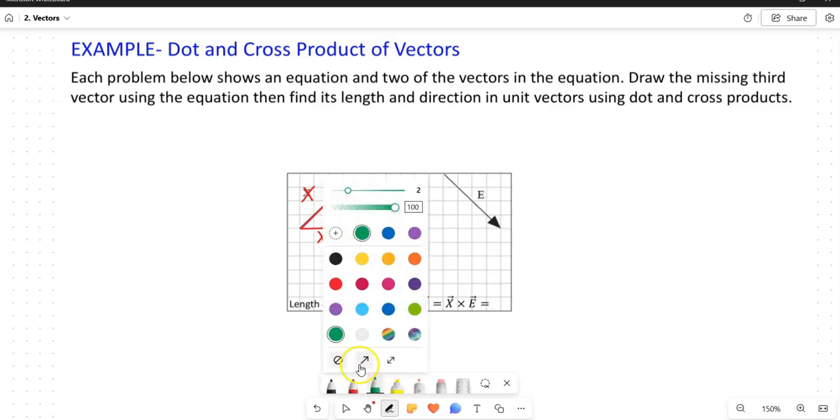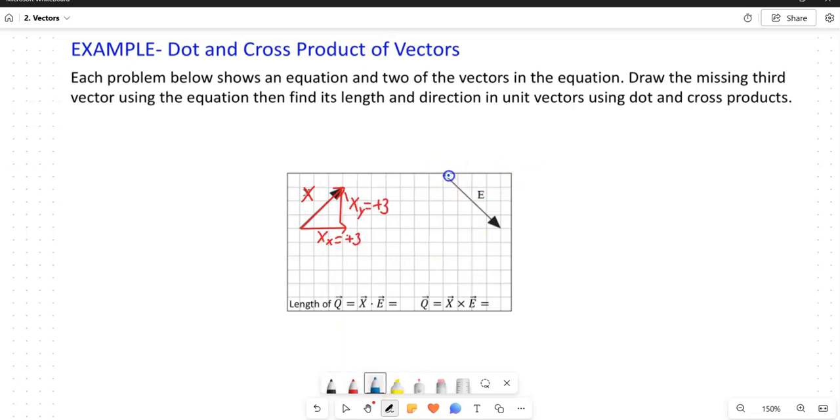Now, the e vector is pointing down and to the right. So that's the e vector. And it looks like it's down 3. What is that? 1, 2, 3, 4. No, it's down 4. So e sub y is negative 4. And e sub x is 1, 2, 3, 4. So e sub x is equal to positive 4. Okay?